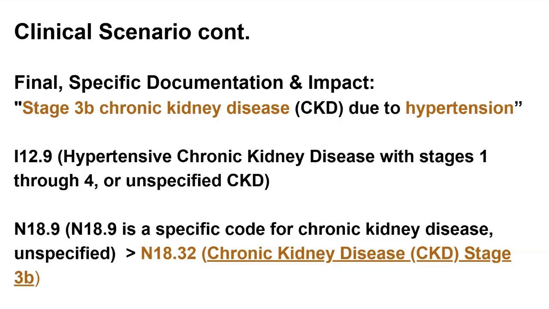So that would be N18.32. It is very important for you to show the impact that you're having in your organizations. So, for example, tracking the impact of the non-specified to specified conditions. In many cases, that difference will take a condition from being non-risk adjustable to risk adjustable.